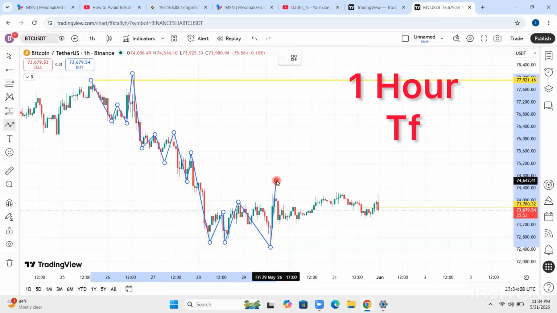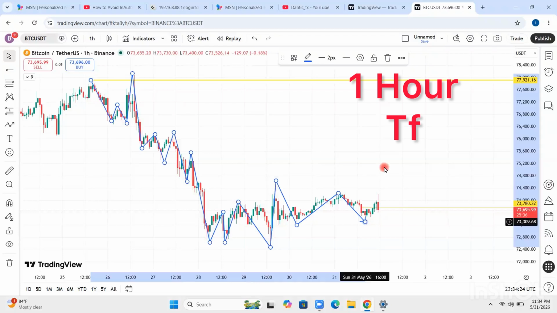Since then the market has been creating higher lows, even though we have some lower high here, but let me mark some IFVG around this zone.